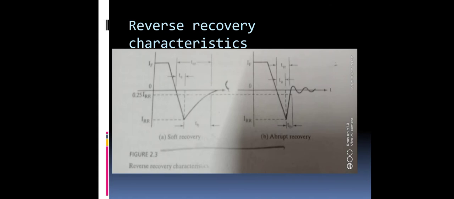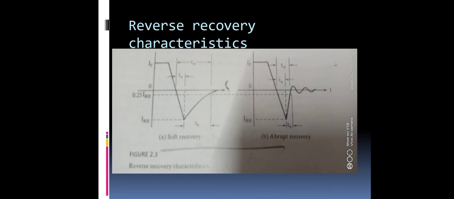Then next is the reverse recovery characteristics of the diodes. This is the current in the forward bias junctions, under the effect of majority and minority carriers.